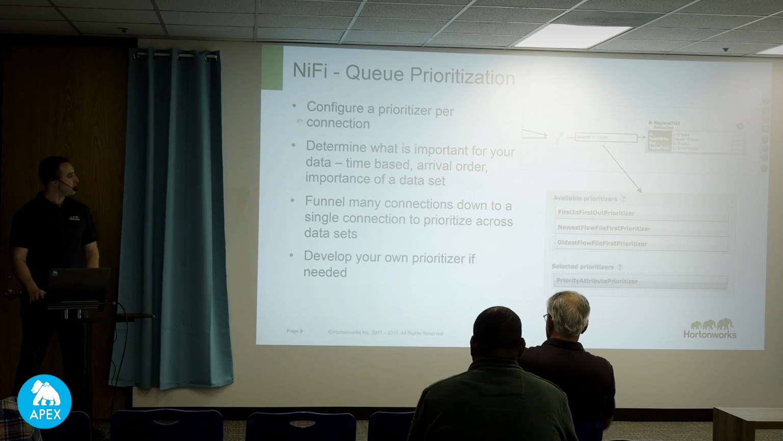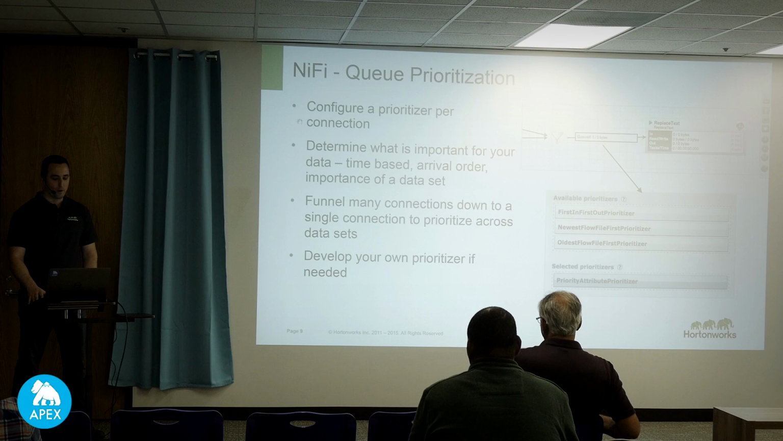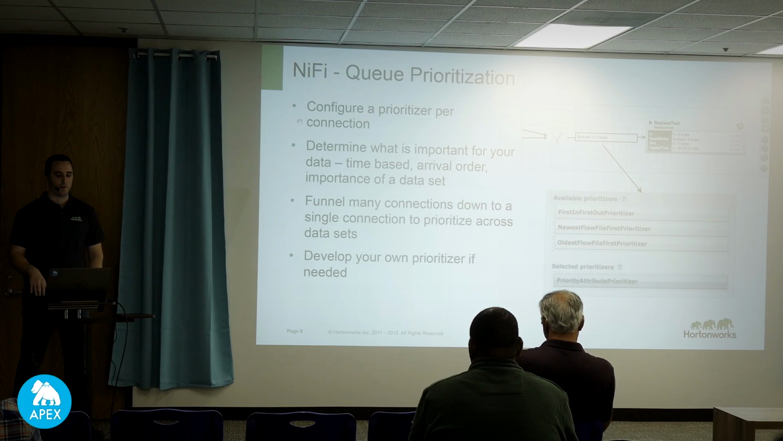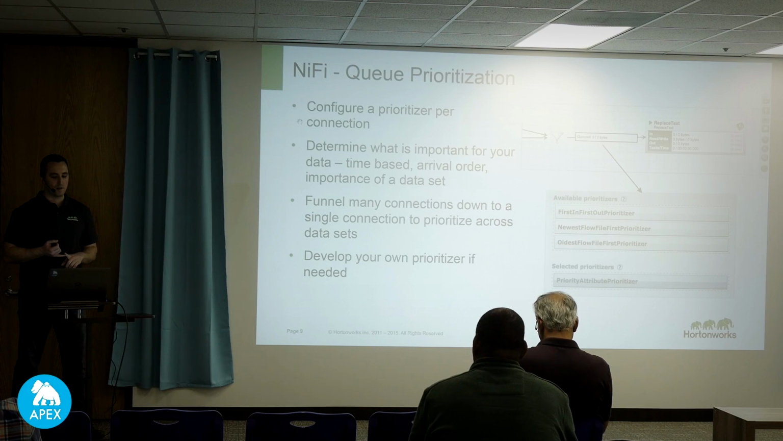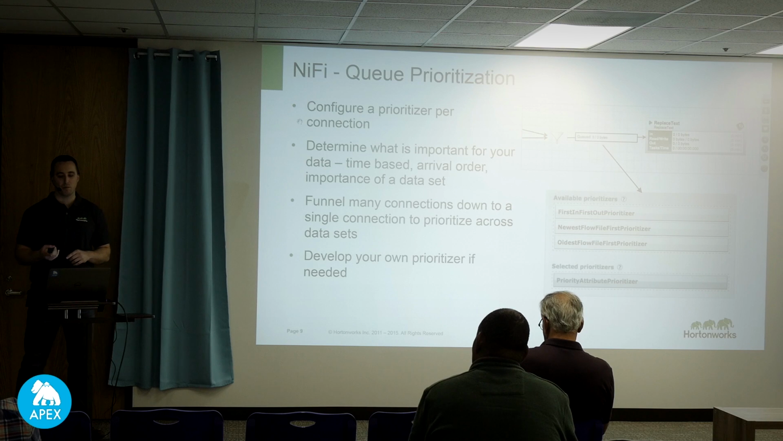Getting into the prioritization that I mentioned earlier. So, at all these queues between the processors, you can configure the queue and set certain settings. So you can adjust the prioritizer. You can actually build your own prioritizer. It's not a very common extension point, but you can. But the ones out of the box are the time-based ones, and then this priority attribute one.